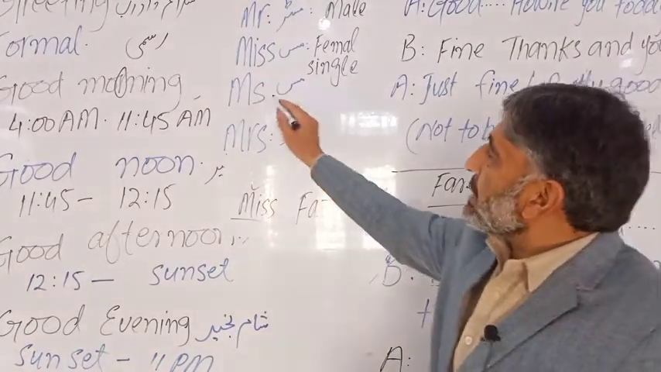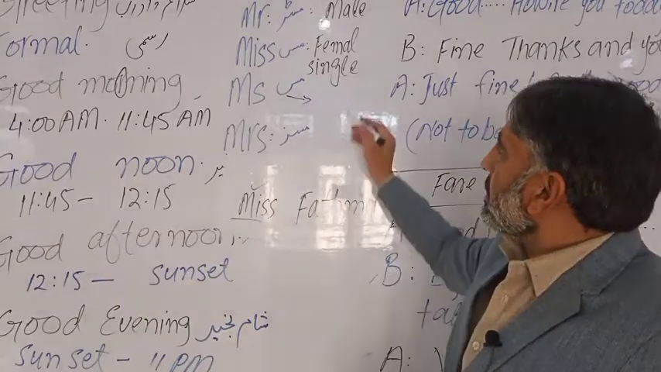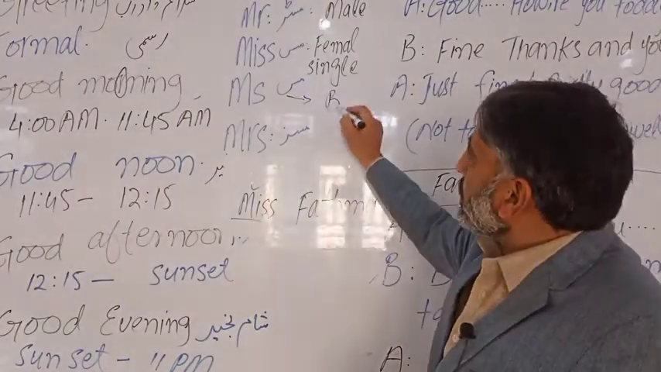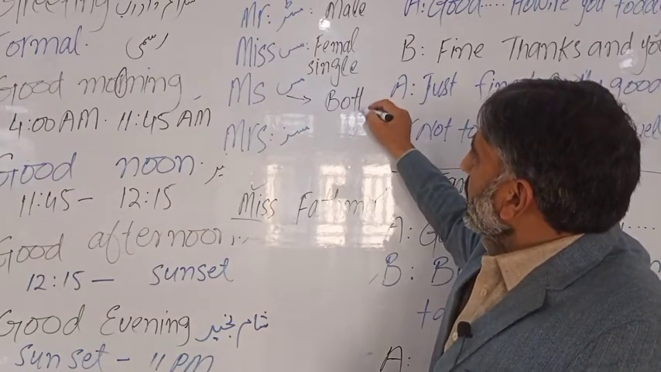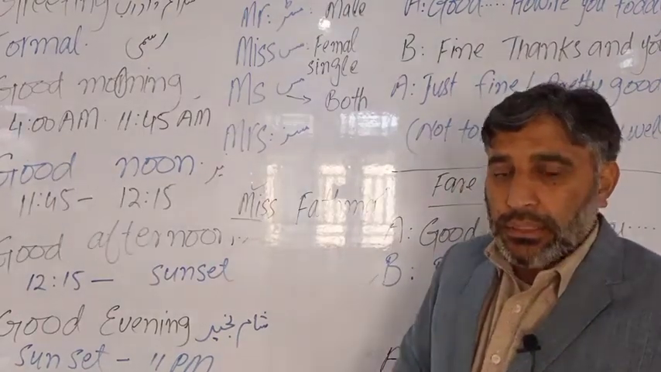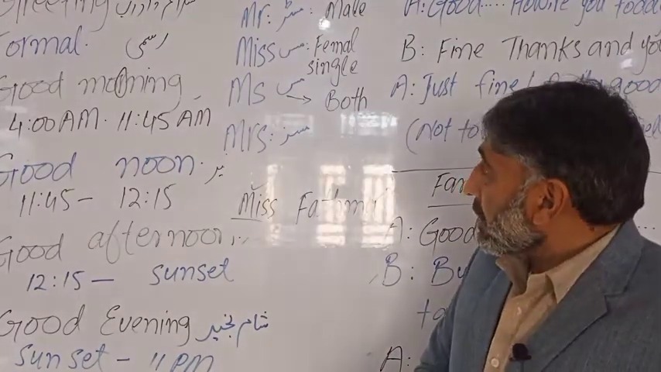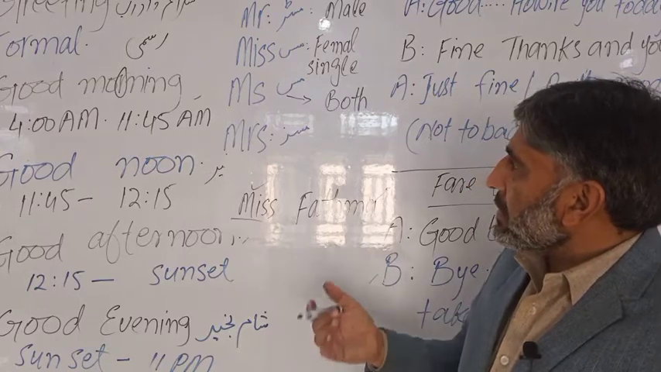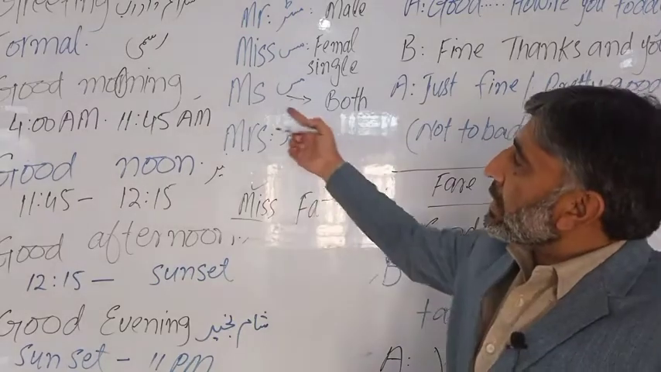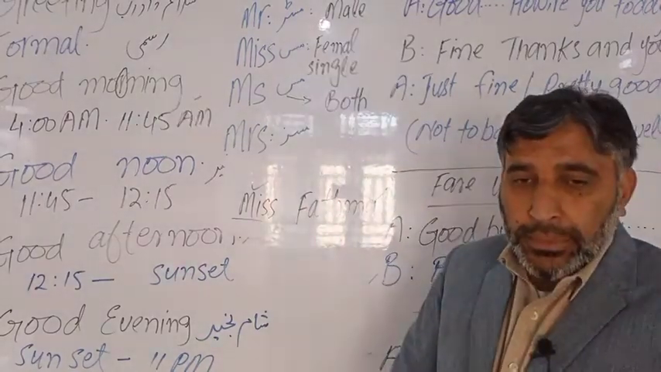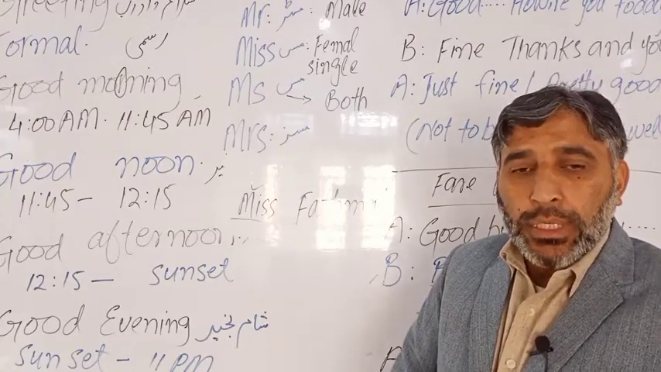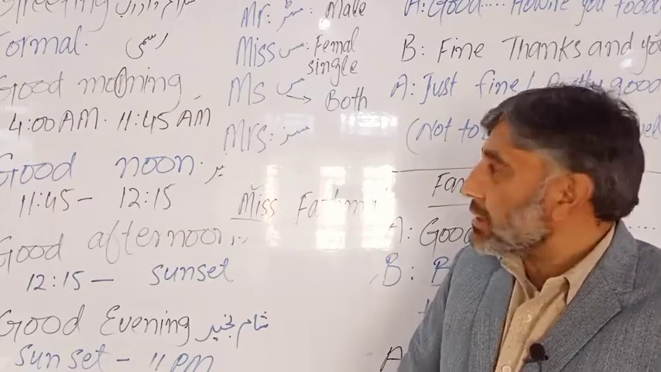The second one is this Ms. So this Ms, we use it for what? For both we can use it. When a woman wants that she doesn't show her marital status, that what is her marital status, so she writes a Ms between her name, meaning it does not reveal her marital status, whether she is married or she is single.